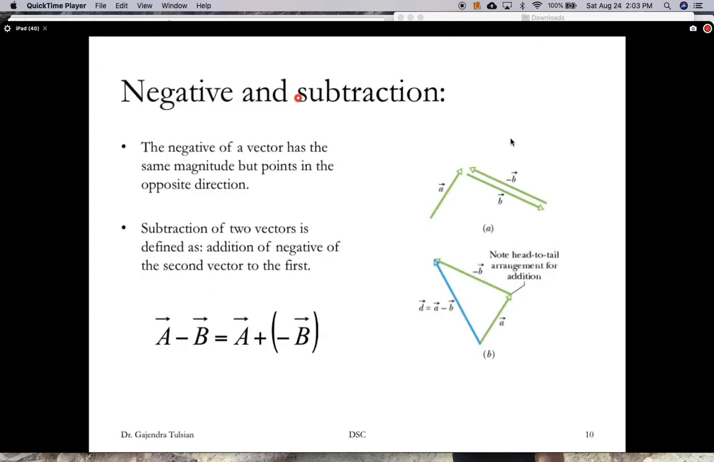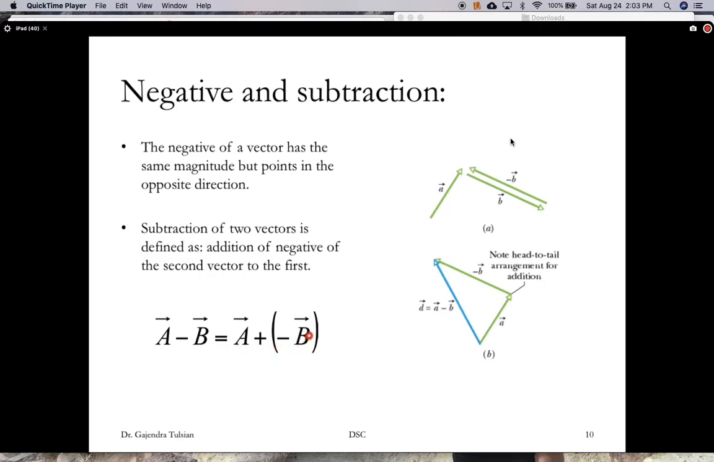Now let's define the negative of a vector. If a vector B is like that, minus B is defined in this way. So minus B has the same magnitude as B, except it's pointing in the opposite direction. And that's the intuitive definition of it, and that's what we're going to take as the definition of the negative of B. Alright, so A minus B just means A plus minus B.